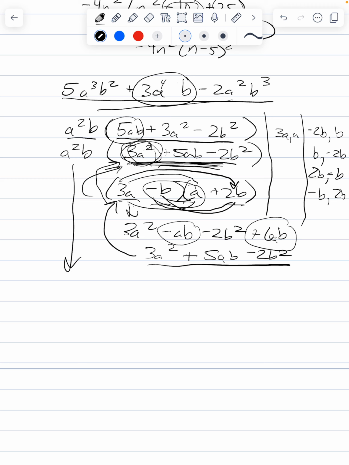We're bringing down a squared b, and we factored out 3a minus b times a plus 2b. There's your nice clean answer after all of my chicken scratch. All right, let's do one more example before we set you loose practicing.